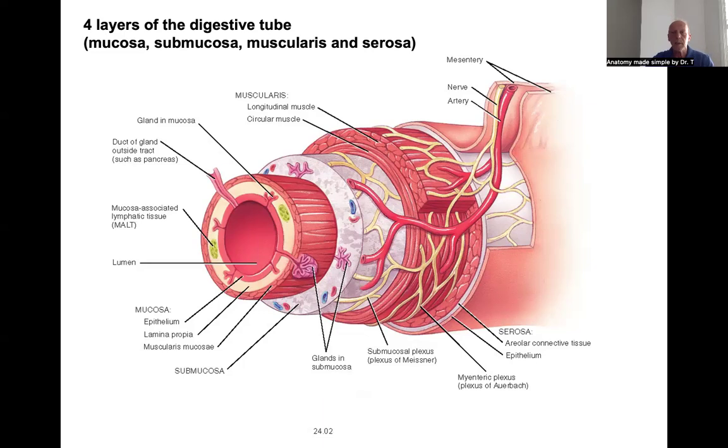As you can see, they are named in inside-out direction: mucosa, submucosa, muscularis, and serosa. About each of these 4 layers, we have a responsibility to say at least a couple of words, and the order in which they are illustrated on this slide is exactly the order that we will apply. So let's explore mucosa, the innermost layer of the digestive tube.